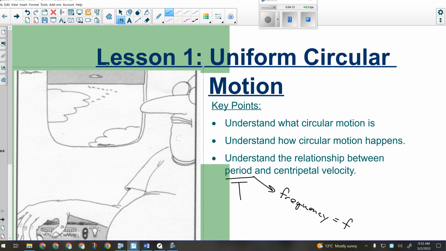Okay, so back to period and frequency. Period is the time for one rotation or one revolution or one orbit. We usually just say cycle. So period equals the time for one cycle.